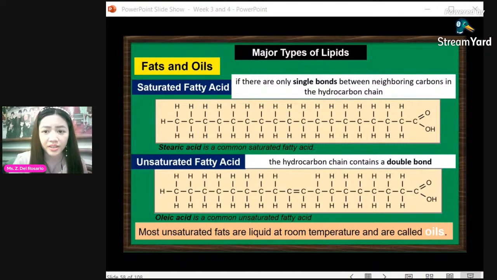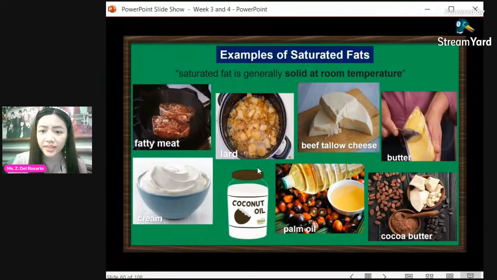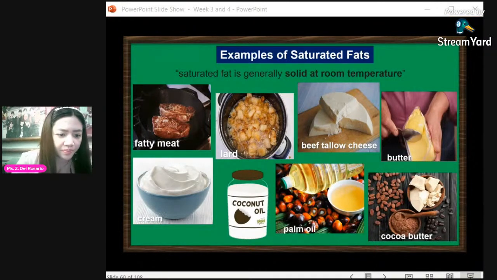Fats and oils can be further subdivided into two, which are the saturated fatty acid and the unsaturated fatty acid. Some of the common examples of these two are presented here. Starting with the saturated fats, these include fatty meat, lard, beef tallow, cheese, butter, cream, coconut oil, palm oil, and even cocoa butter.